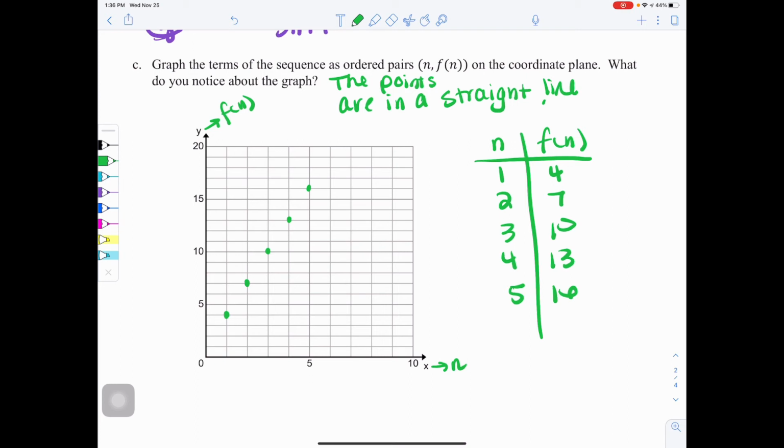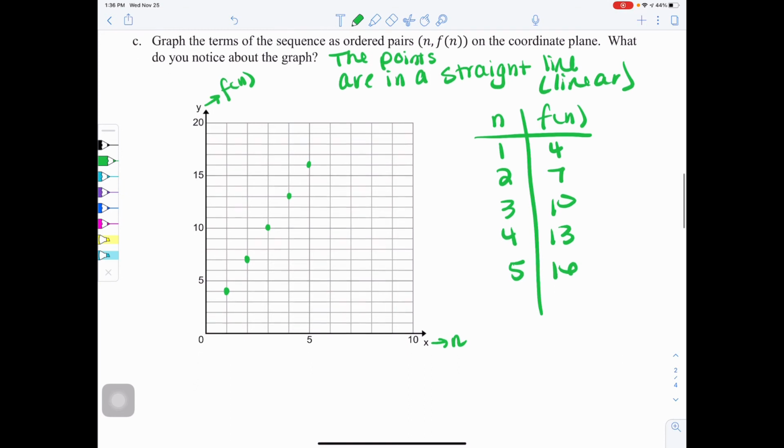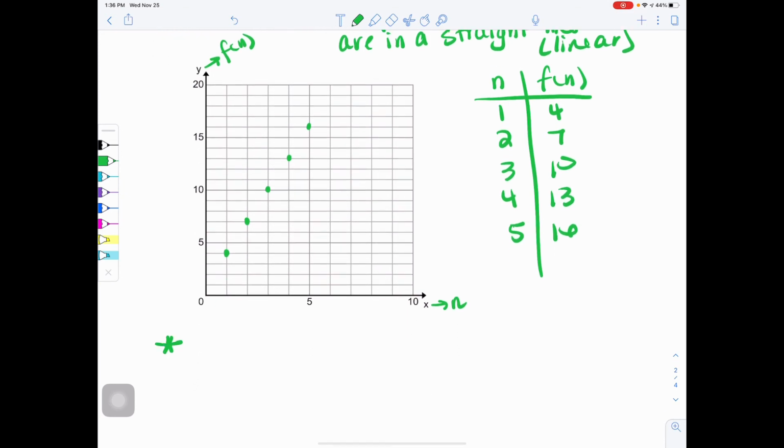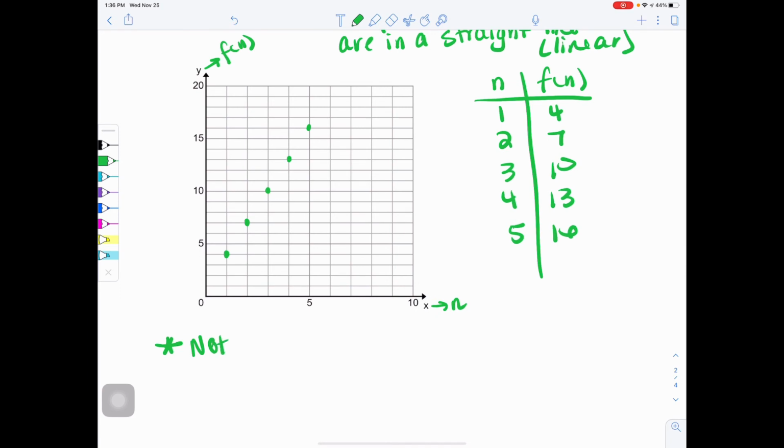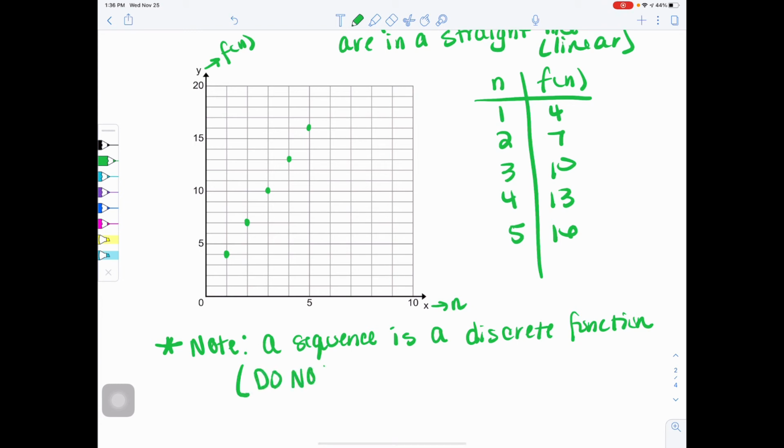Okay, so again, thinking back to what I wrote up above, it's a linear pattern. Now there's a special note that I do want to put underneath here about graphing sequences. Okay, so put note. A sequence is what we call a discrete function. Now that's just a fancy way of saying that you do not, let's underline that, connect the points.